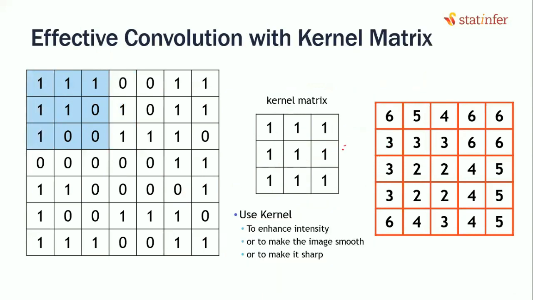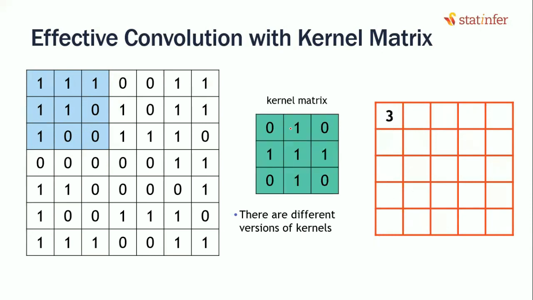What do you mean by highlighting the features or suppressing the features? If you change the values of this filter or the kernel matrix, there are some kernel matrices that enhance the intensity. If you apply a different filter, that will make the image smooth. There are some kernel matrices that will make the image sharp. What is the difference? The values that are here, those will be the difference.